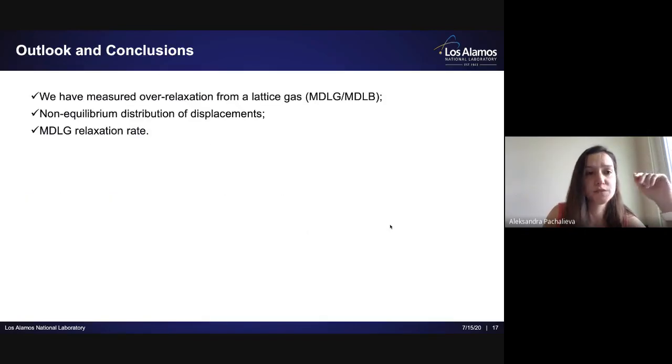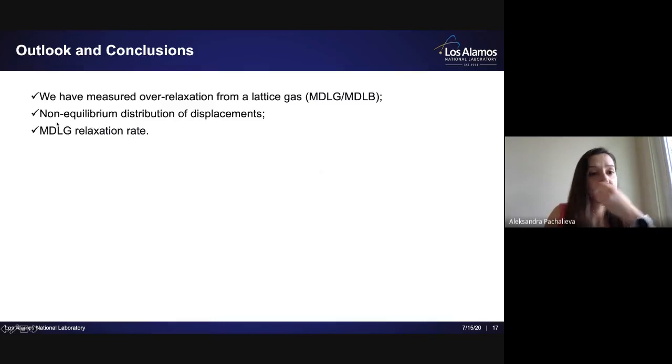But let me give some outlook and conclusions. So basically, we have measured this flipping of the collision operator, as you saw in these colorful graphs. This shows the over-relaxation from the lattice gas. So this is the first lattice gas which we can say over-relaxes. Over-relaxation cannot be seen just as a numerical trick that we use in order to have low viscosity, but actually as a physical property, which comes from the coarse graining of the molecular dynamics simulation.